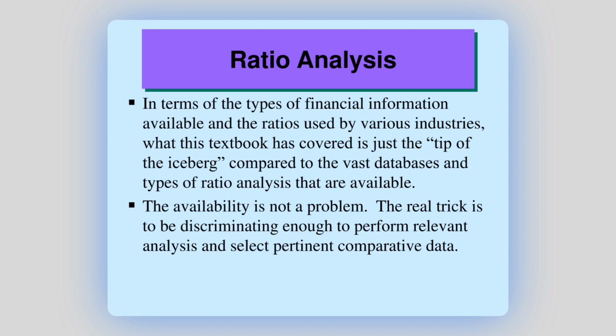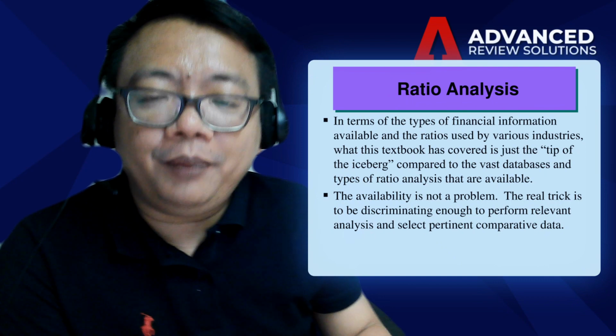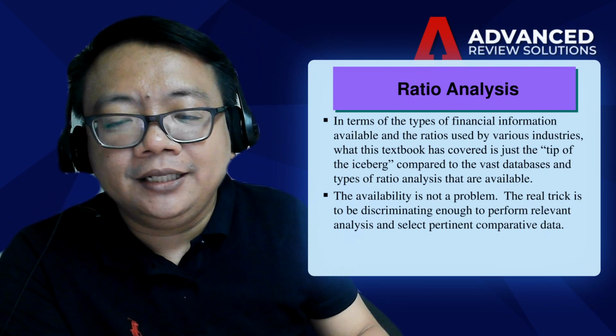So in terms of the types of financial information available and the ratios used by the various industries, what this textbook has covered is just now a tip of the iceberg compared with the database. So the availability is not the problem. The real trick now is to be discriminating enough to perform relevant analysis and select the pertinent comparative analysis. So that's why class very important is your comparative analysis. Next one. So next ano tayo?